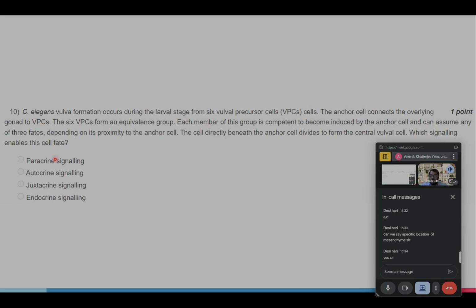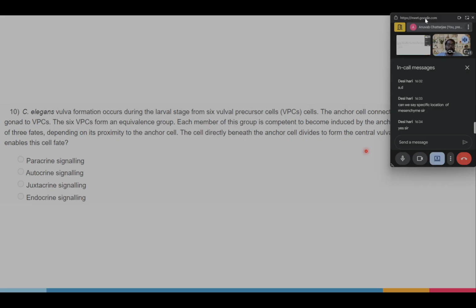The options are paracrine signaling, autocrine signaling, juxtacrine signaling, or endocrine signaling. We have looked at vulval development in last week's lectures, but here the only thing we care about is that the anchor cell is a bit further away from all 6 VPCs. What kind of signal will it throw out for the VPCs to change their fate? Will it be a paracrine, autocrine, juxtacrine, or endocrine signal? You can put whatever you think is the correct option into the chat, and this is also a one-correct-answer situation.